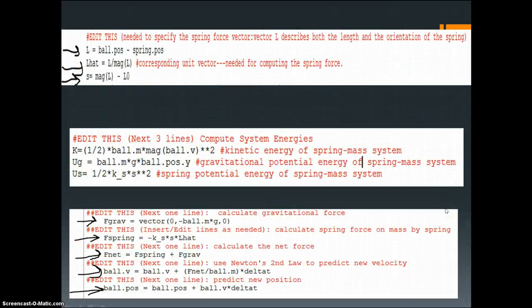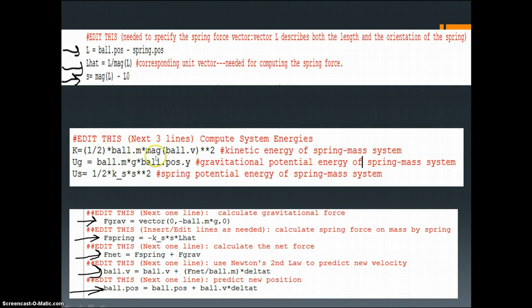Then comes the more important part where we plug in the equations, and so the final length is the ball position minus the spring's position. Then we get the unit vector for length, which we use later on, and s, the stretch, is the final length minus the relaxed length. And then we get the energies in Python.